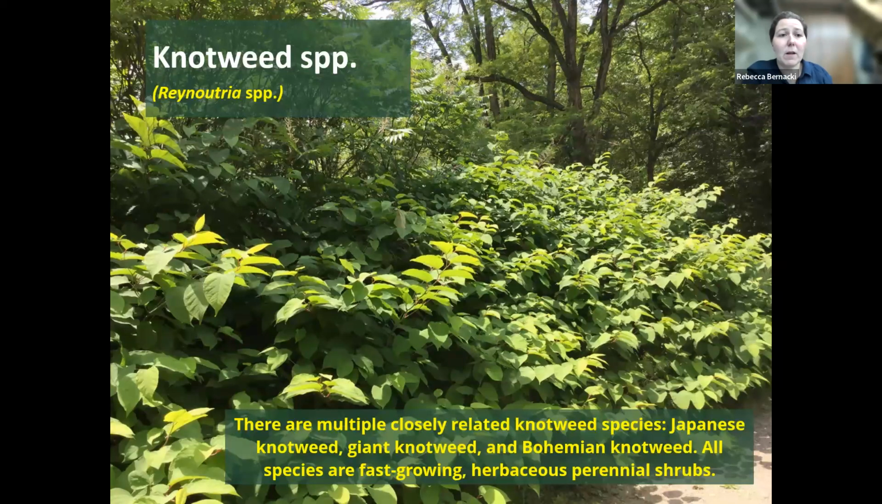The next species that we're going to talk about is knotweed. When I talk about knotweed, I'm actually talking about 3 species. We have Japanese knotweed, giant knotweed, and Bohemian knotweed. Bohemian knotweed is a hybrid of giant and Japanese knotweed. All 3 of these species are fast-growing herbaceous perennial shrubs.